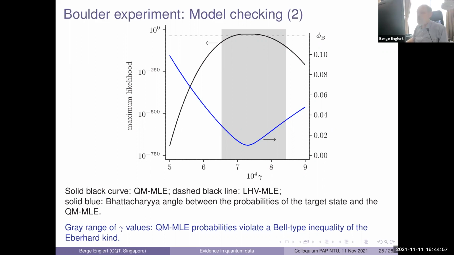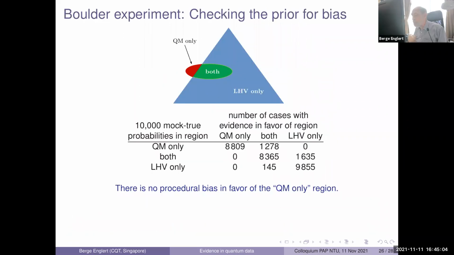Right. So this extraction of the value of gamma from the data was really important to get a reliable answer. Now let me talk about checking the prior for bias. What we do is we choose mock probabilities from the 3 regions, and then we simulate the experiment and generate data, and then go through the whole process and see whether we get evidence in favor or evidence against.